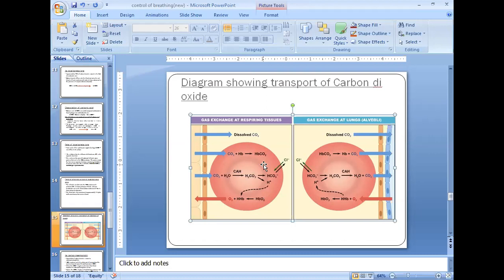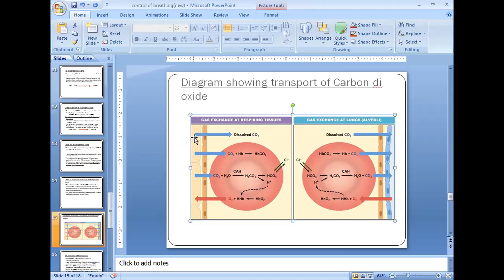So carbon dioxide from the tissues will enter into the blood vessel. Over there, it will enter into the red blood cell, and inside the red blood cell, hemoglobin is present, so it will combine with that, and it will get changed into carboxyhemoglobin. This carboxyhemoglobin at the level of lungs will dissociate into hemoglobin and carbon dioxide will diffuse out.